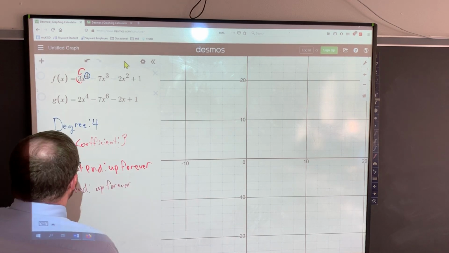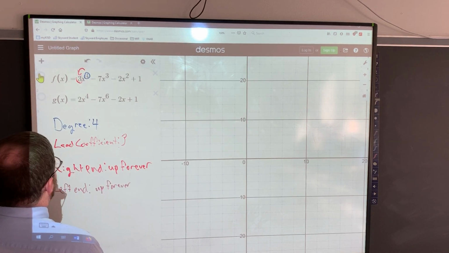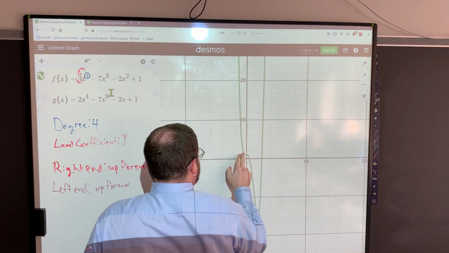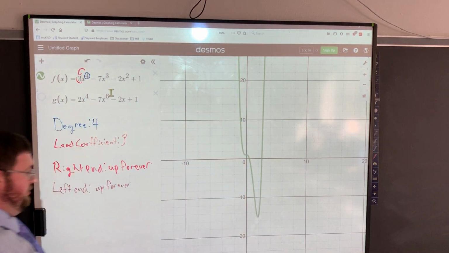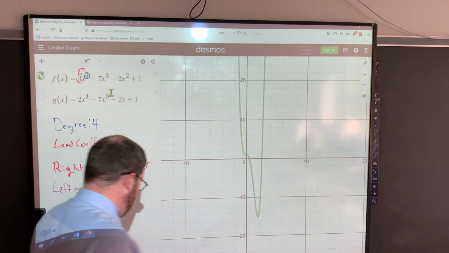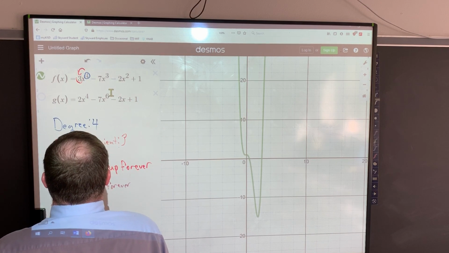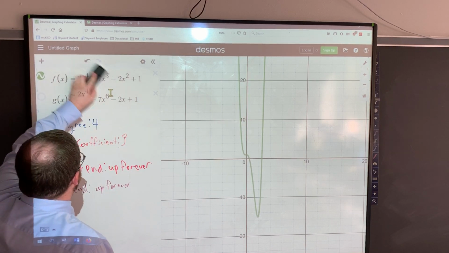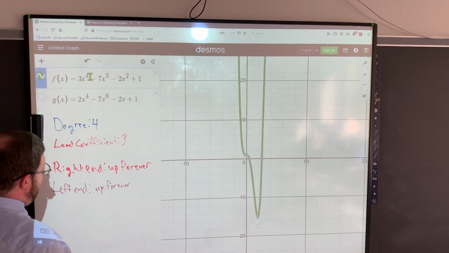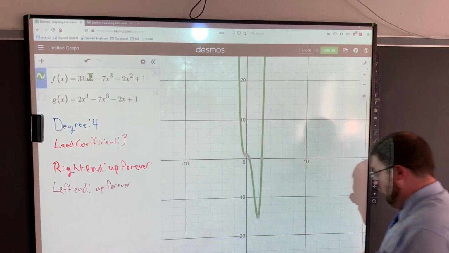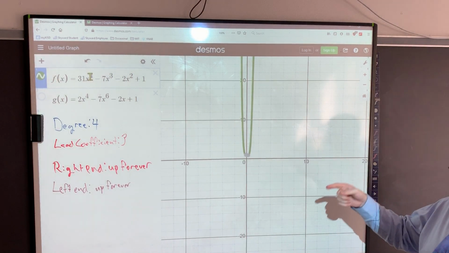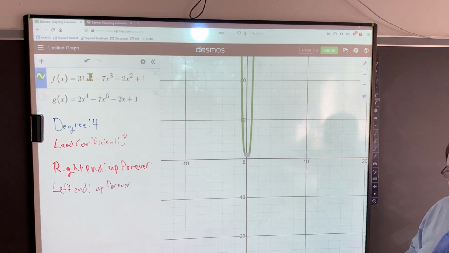And if we graph that here on Desmos, we can see that that is true. Our right end does keep on going up, and our left end does keep on going up. Okay, so if I change anything on this, as long as my degree is even and my leading coefficient is positive, end behavior will stay the same. If I change that to 31 for leading coefficient, this end behavior is the same. The right end goes up, the left end goes up.